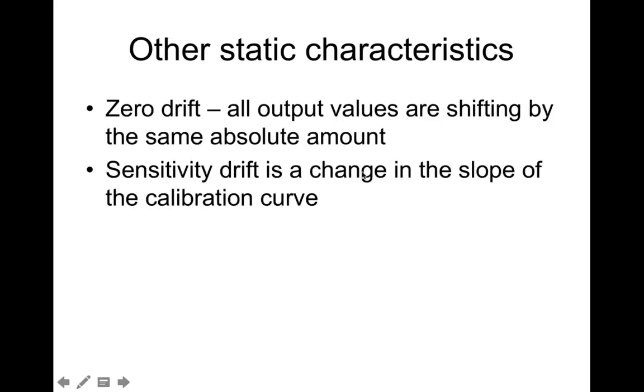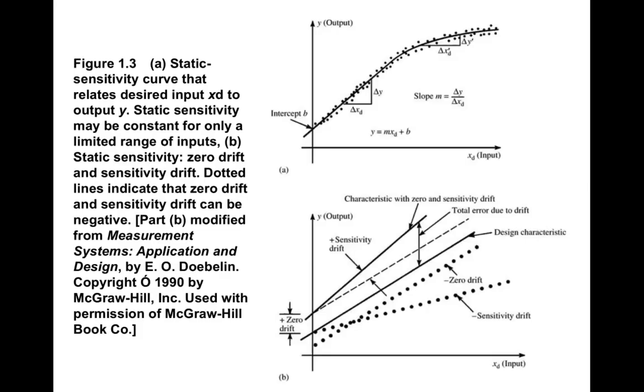So other static characteristics that can be defined are zero drift. This would mean that there's something wrong with the zero value in your instrument and all of your output values are shifted by the same amount. So it's not zeroed out at 0 equals 0. Sensitivity drift would be a change in the slope of the calibration curve. So that would be if your output over input ratio for incremental input suddenly changes at some value, which would be a drift in your sensitivity.